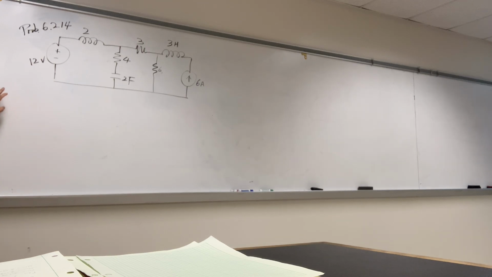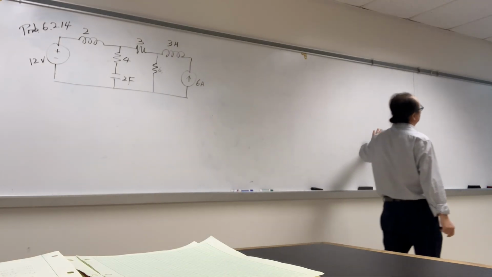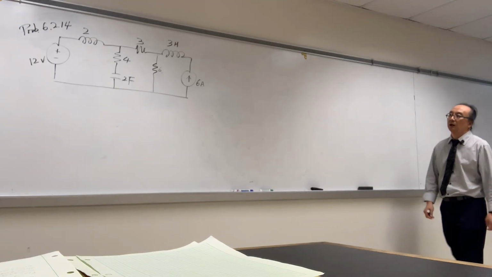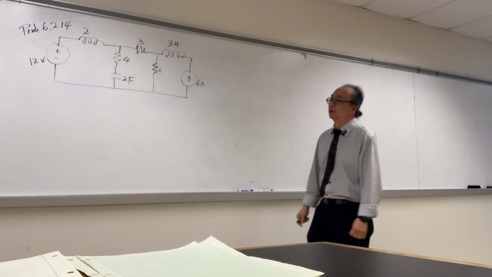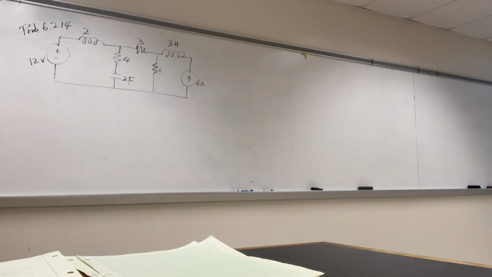So let's work on problem 6.2.14. They want us to find the power in the 3 ohm resistor, and then the energy. So let's find the power and the energy for inductors and capacitors. And this is under DC condition.